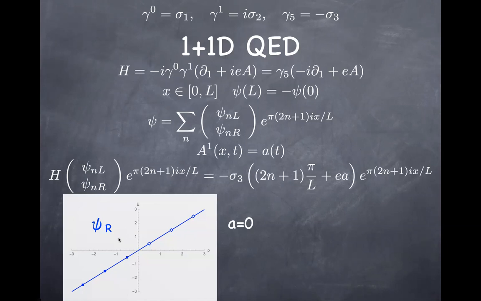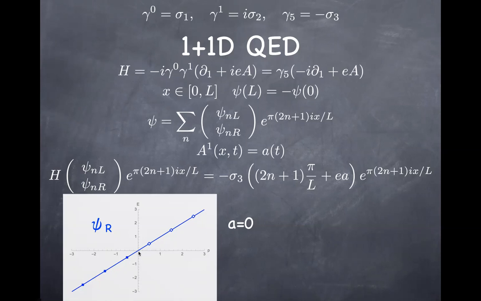For the right-handed fermion, looking at the lower component here, sigma 3 is negative. Negative sigma 3 is positive. So the energy eigenvalue goes together with this momentum, like this. And as we learned last semester, you're supposed to occupy negative energy states, and you're supposed to keep the positive energy states vacant.